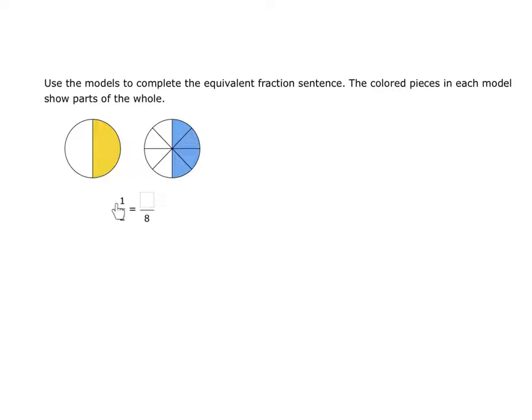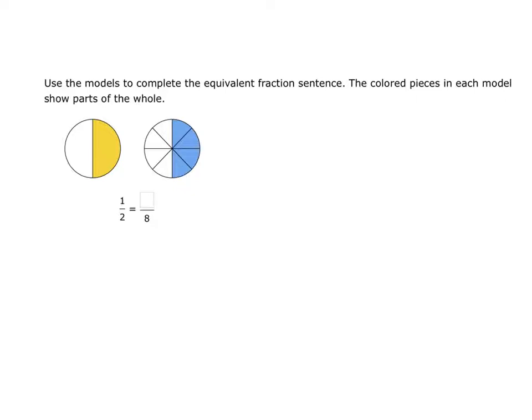1 part is shaded, so we have 1/2 of this pie shaded. Over here, this pie is cut into 8 equal pieces, so we're working with eighths over here. But as you can see, the same amount or the same region is shaded. We also have a 1/2 over here, but this 1/2 we can name as 4/8.